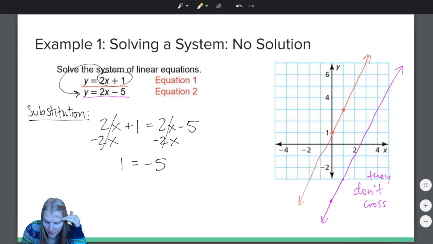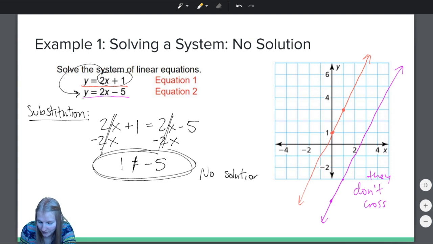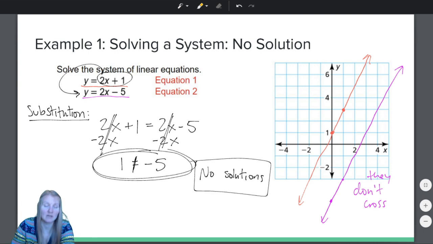Wait, so both of the 2x's disappeared. When I subtracted 2x, they both canceled, and I get something that's not true. 1 is not equal to -5. That's not possible. Now, you might remember this back in chapter 1 when we were solving linear equations, and we would get things that weren't true, and we would say, oh, this means no solutions. If I get something that's not true, it means that there can't be any solutions, or that no solutions exist.